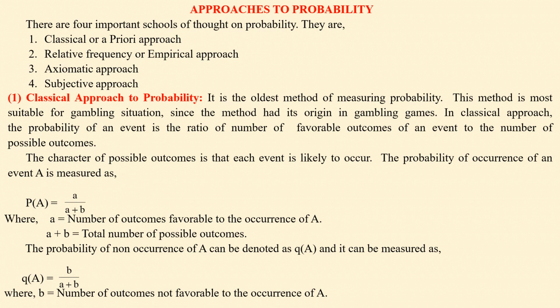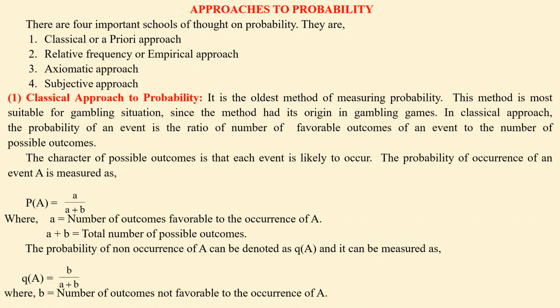Now let us study the approaches to probability. There are 4 different approaches to probability. One is classical or priori approach. Second one, relative frequency or empirical approach. Third one, axiomatic approach. Fourth one, subjective approach. Let us study one by one.